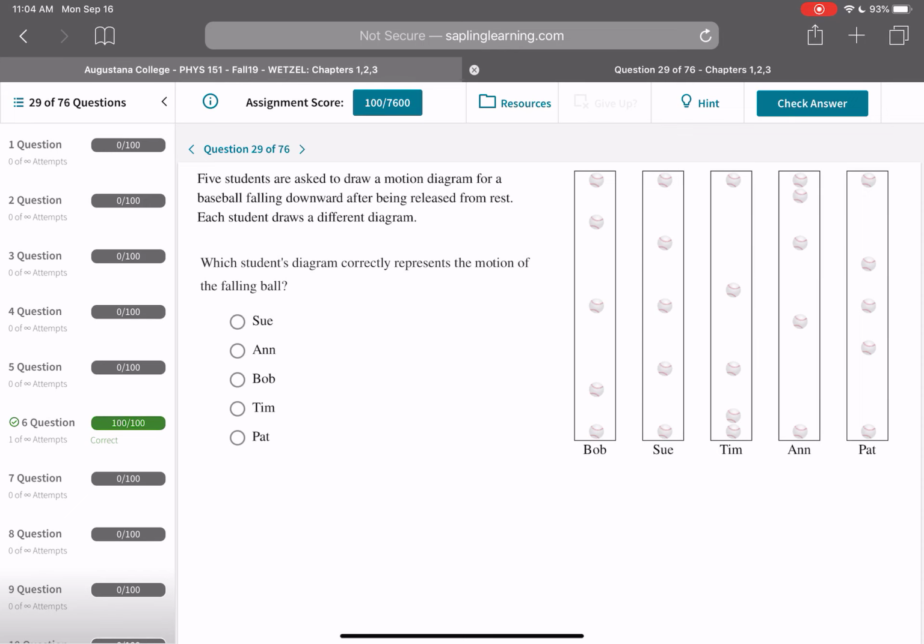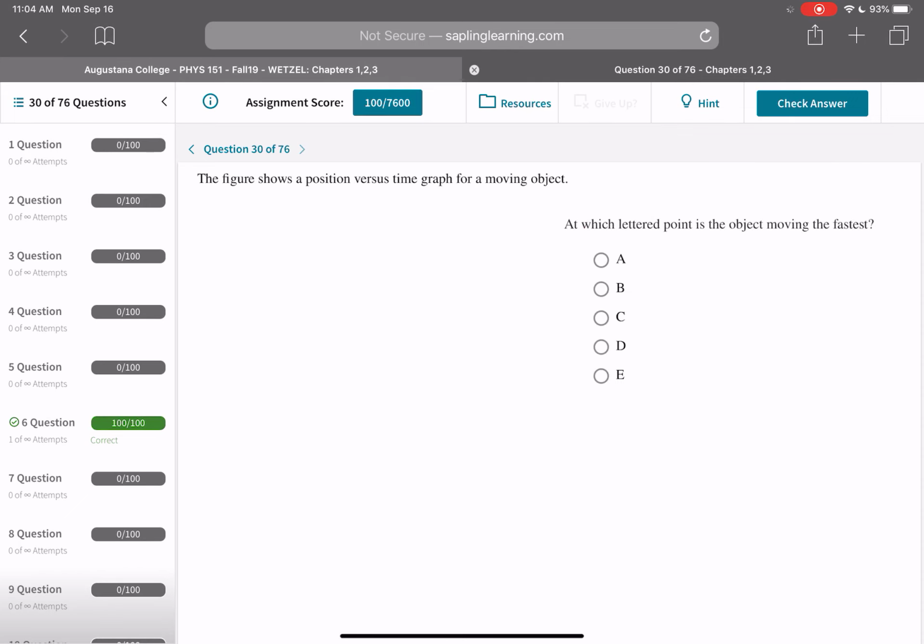Okay. Next. The figure shows a position versus time graph for a moving object. At which point is the object moving fastest? So that's going to be when the slope is steepest, and the steepest line occurs at D, because at point A, no velocity, at point C, no velocity, at point B and D, you have velocity, but D is steeper. Your rate of change is higher, so it's faster there.